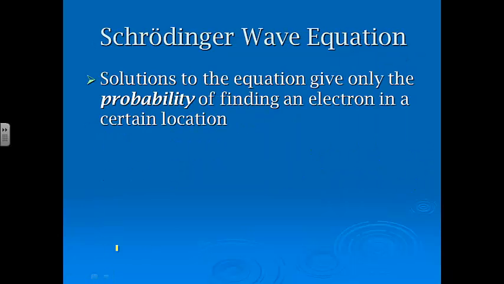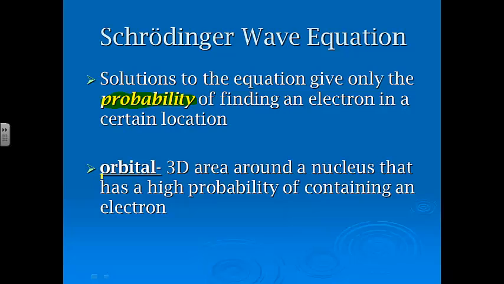All right, now with the Schrödinger wave equation, we had a little bit of a dilemma though, is that his equation still only gave a high probability of finding an electron in a certain location. We still couldn't nail it down. And that certain location is what we refer to as an orbital.